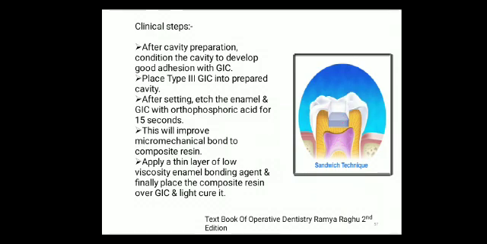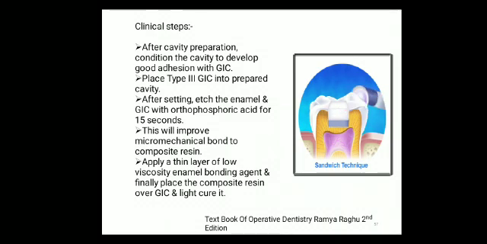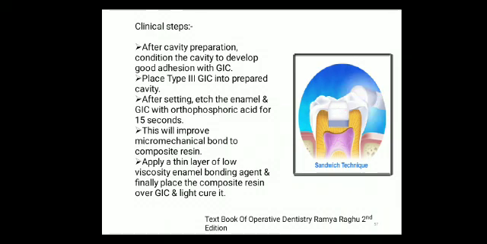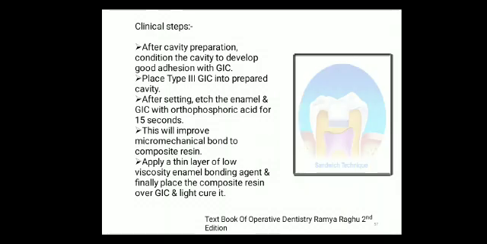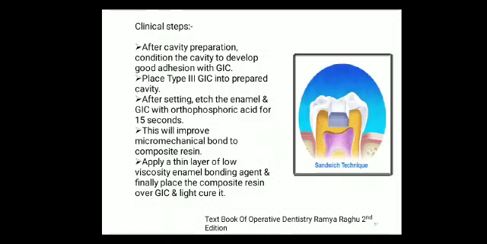Clinical steps. After the cavity preparation is done, the cavity is conditioned to develop good adhesion with the GIC. We will use type 3 GIC, luting, liner or base. Type 3 GIC, which is used as liner or base, is placed into the prepared cavity.